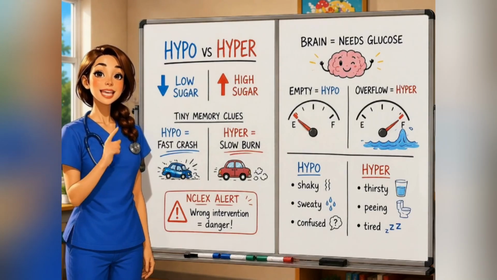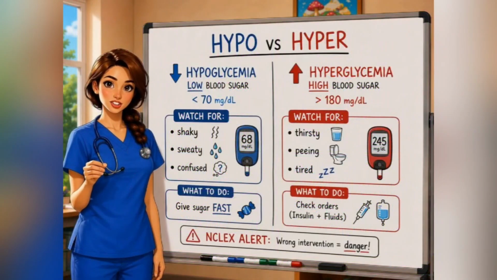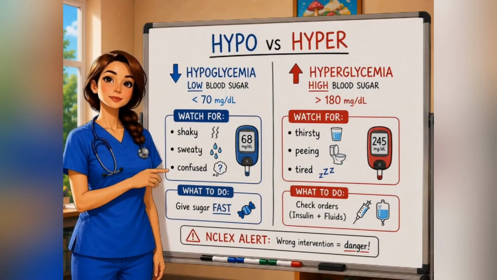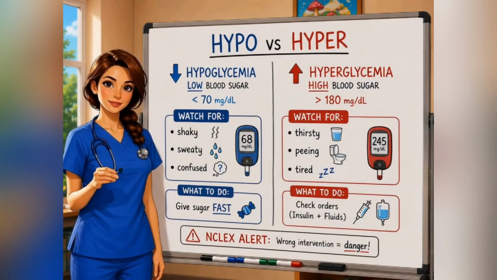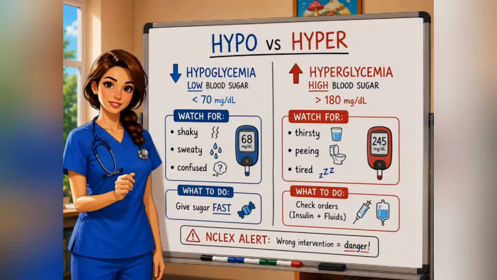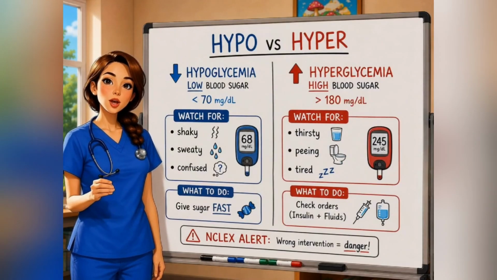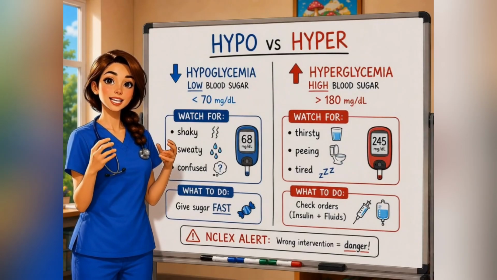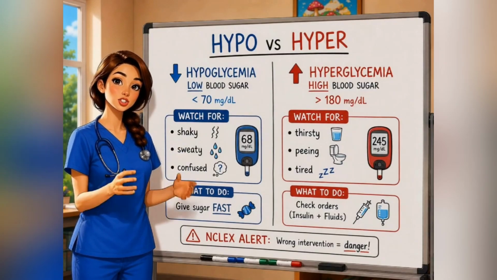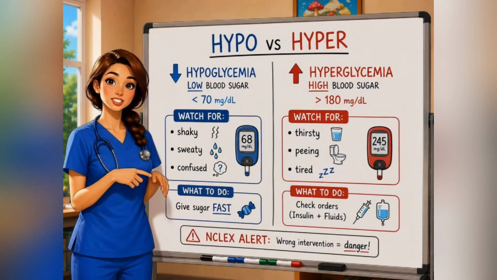Think of blood sugar like the gas in your car. Your brain is the engine. It only runs on glucose. That's it. No substitutes. So when glucose drops too low, your brain starts shutting down. When it gets way too high, your blood turns into a thick, sugary swamp, and your body starts screaming for help.